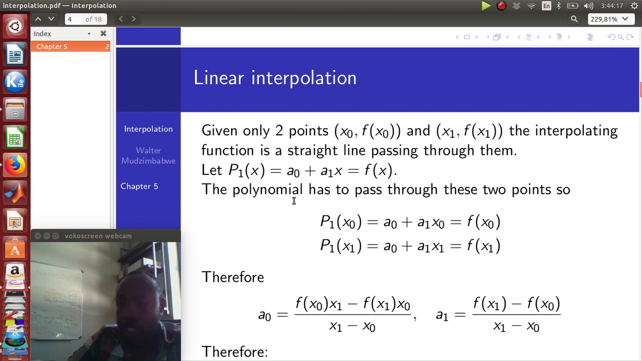Now if we substitute for these 2 points in this polynomial, this is what we get.